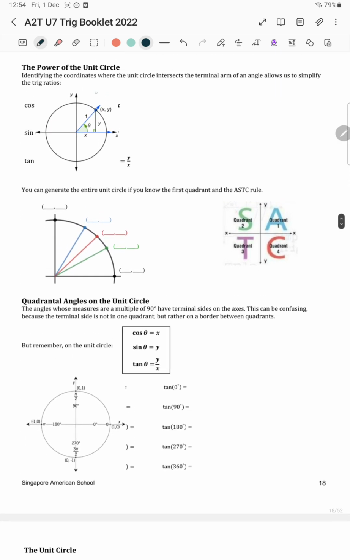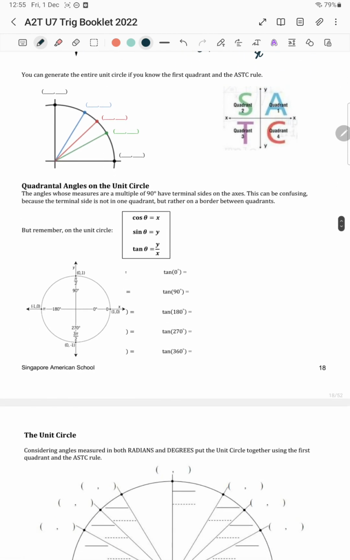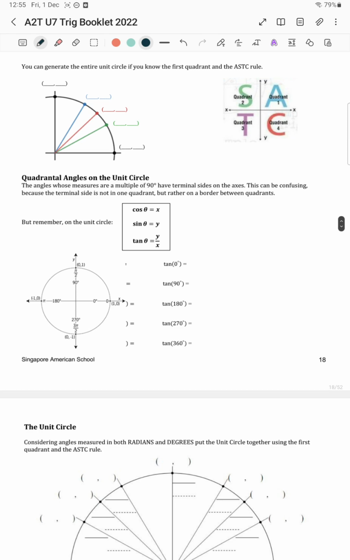Power of the unit circle. Identifying the coordinates where the unit circle intersects the terminal arm of an angle allows us to simplify the trigonometric ratios. So cos theta is equal to x over 1, sine theta is equal to y by 1, and tan theta is equal to y by x, which is the slope. You can generate the entire unit circle if you know the first quadrant and the ASTC rule.